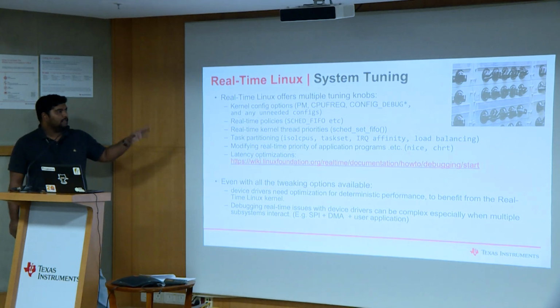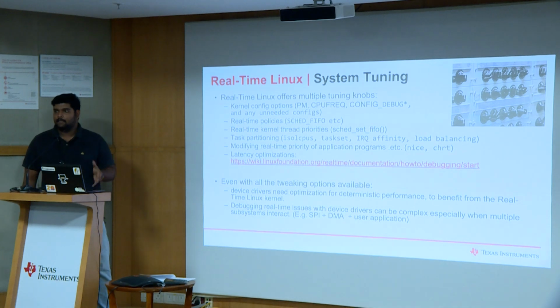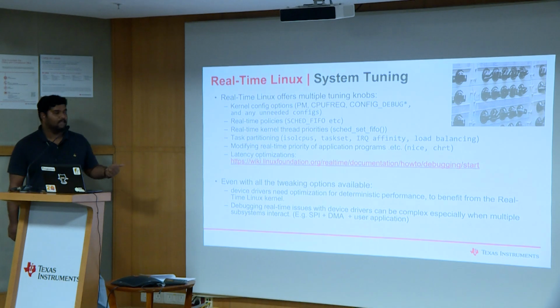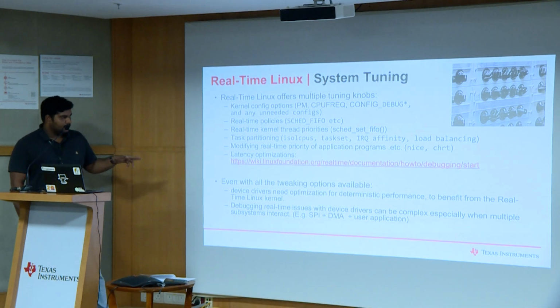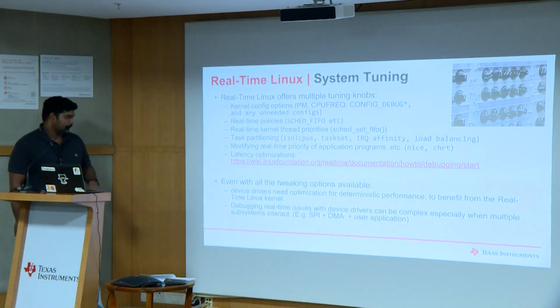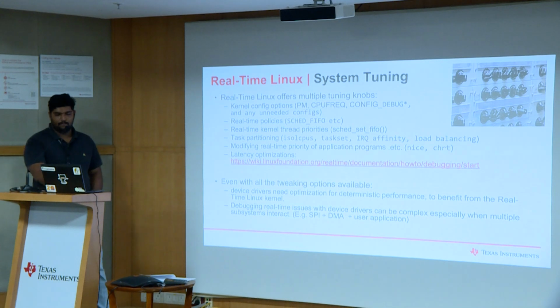Then these are at the kernel level, you do all the tuning, but you have a poorly written device driver. When I say poorly written, it might not even be visible to you that it's poorly written. We'll look at why. If that device driver is not written in a way that it's supposed to give deterministic performance, you won't get a system that works in real time. Again, multiple subsystems might interact, and that might cause problems with real time as well.